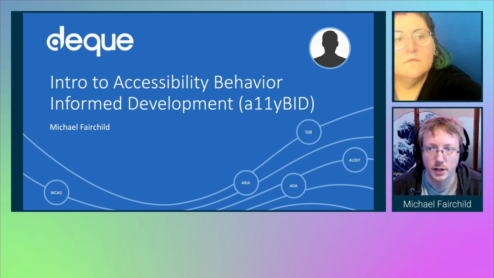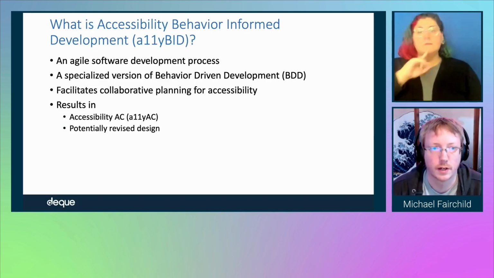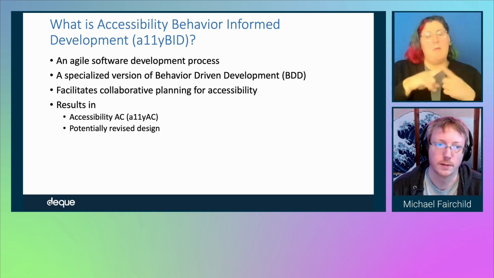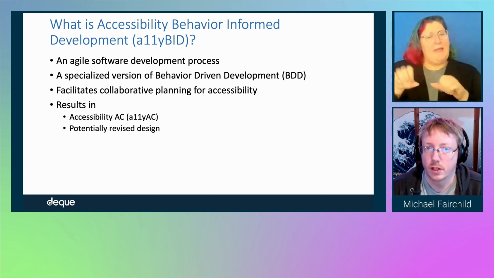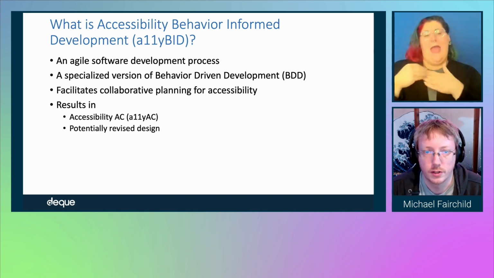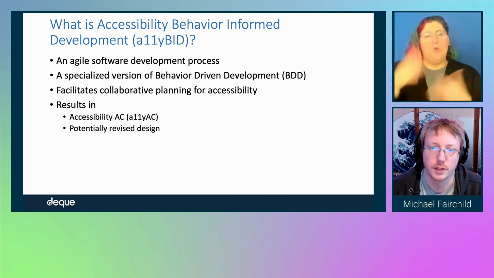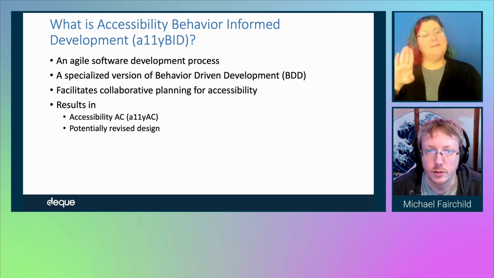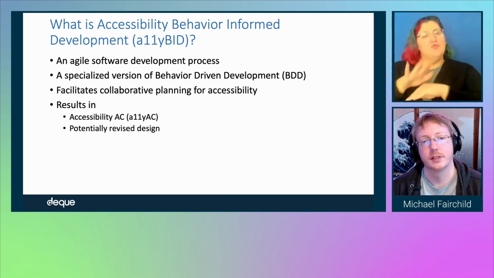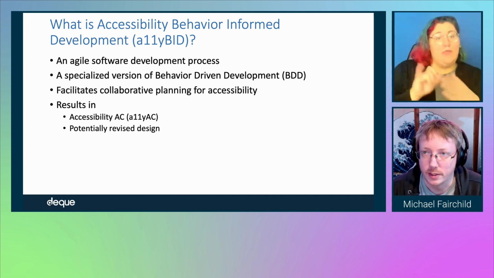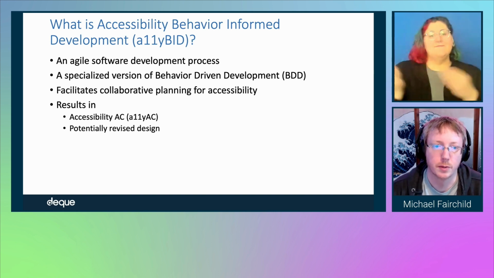So let's dive in. All right, so what is accessibility behavior informed development anyway? Well, it is an agile software development process. It is a specialized version of behavior-driven development, also known as BDD. And similar to behavior-driven development, it facilitates collaborative planning for accessibility with cross-functional team members.